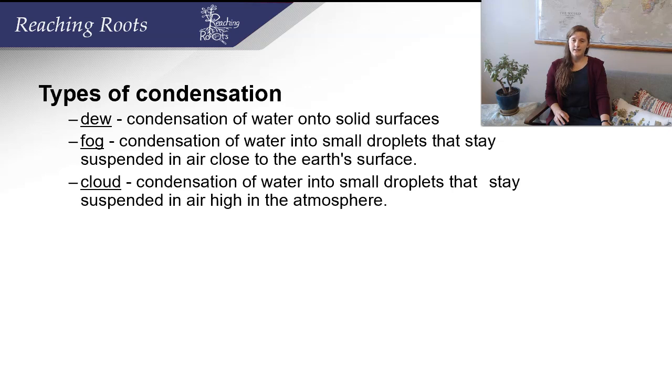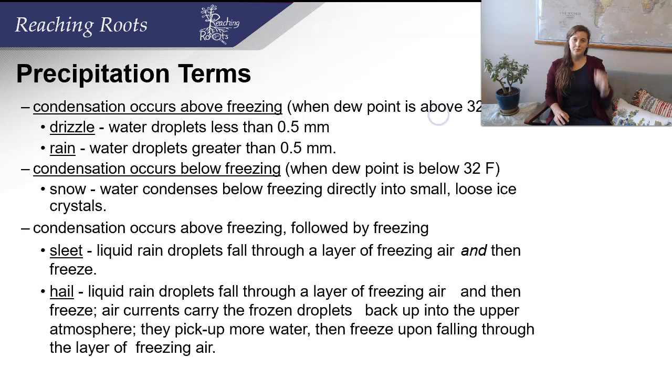Water can condense into small droplets near the earth, and that's called fog. And water can condense in small droplets high in the atmosphere, and we call those clouds. When condensation occurs above freezing, that means when the air is warmer, we get rain.